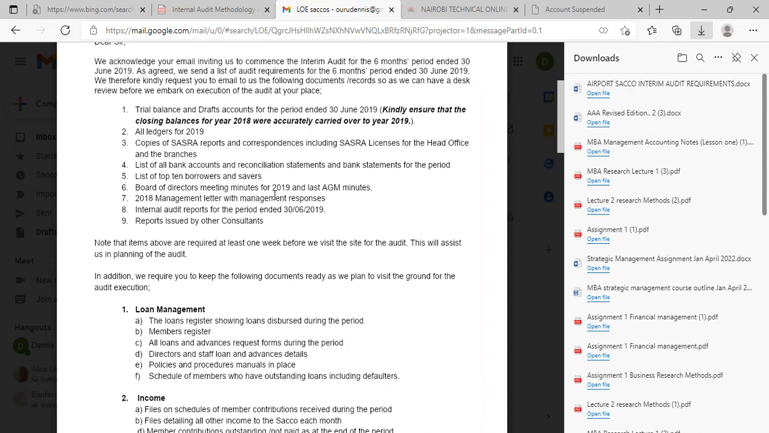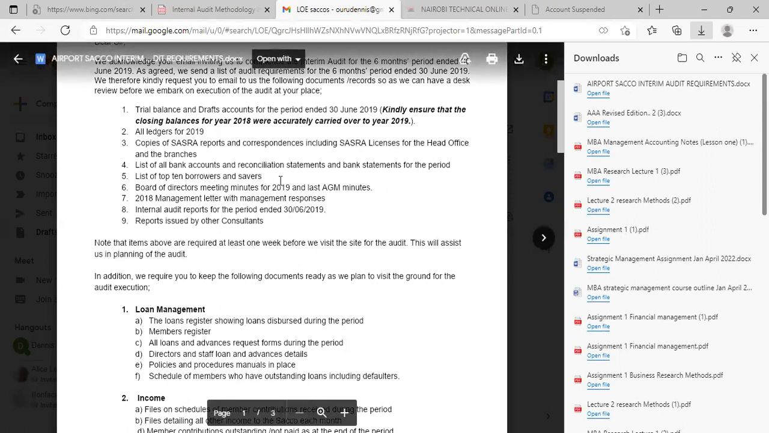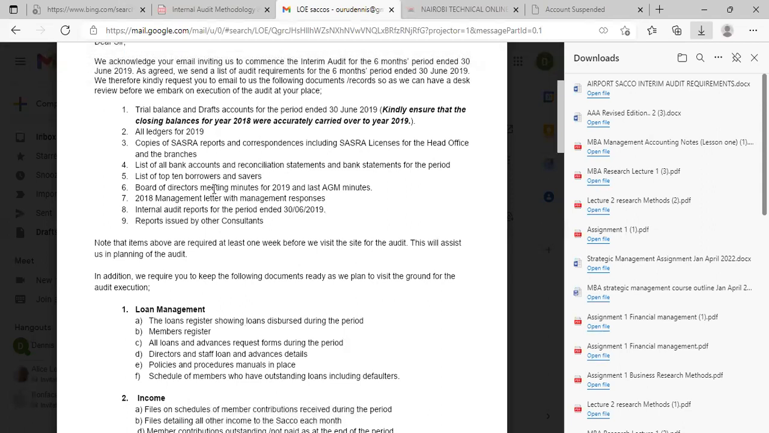And we saw the management response column, where they're supposed to respond. Internal audit report for the period that ends 2019. Report issued by any other consultant, like IT, HR, we want to see their report. What are they saying? So these are a list of requirements that you have to send to the client before you engage yourself.